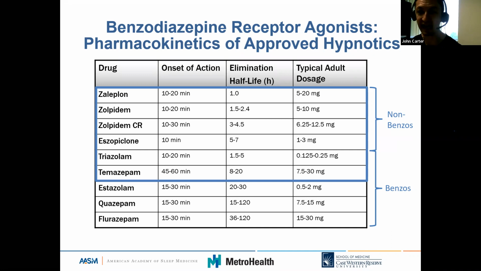And the elimination half-life of these medications is very different. Elimination half-life doesn't necessarily mean the effective half-life, but if you're dealing with some of these benzodiazepines, temazepam, this is going to be in the system for the majority of the day and is much more likely to result in morning residual symptoms as opposed to a very quickly metabolized medication like zaleplon.